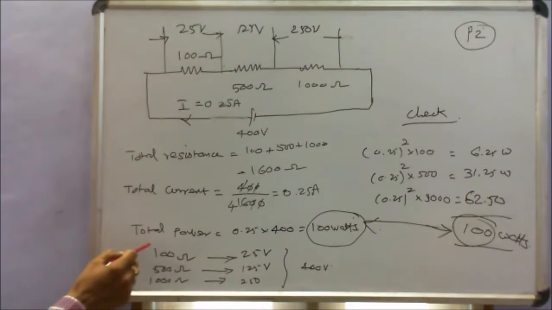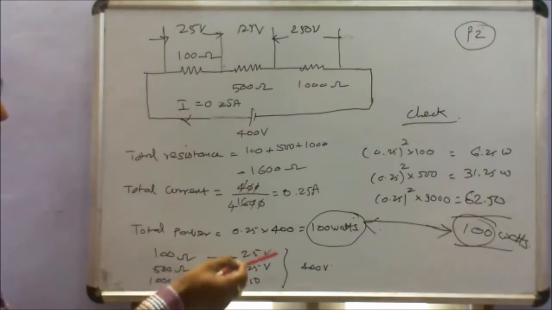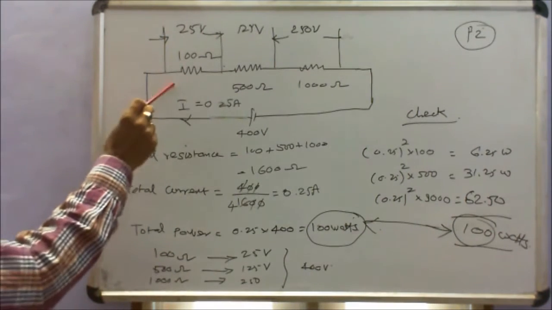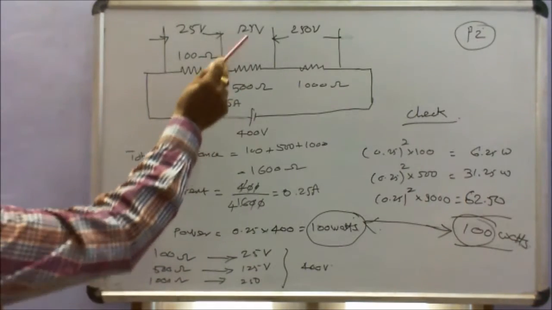Now we can compute the total power. Total power is equal to 0.25 current into voltage 400, we will get 100 watts. Then we have to compute the voltage drop. So 0.25 into 100, that is 25 volts. 0.25 into 500, 125 volts.